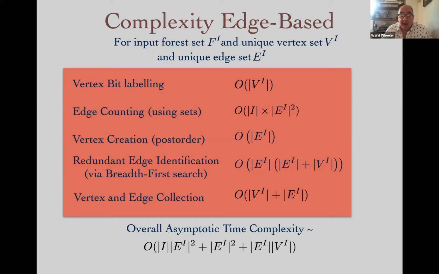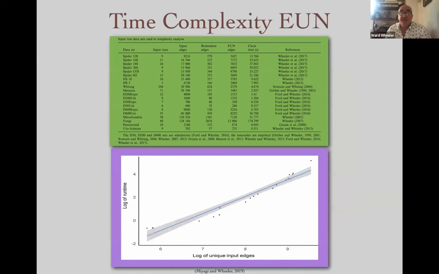So overall, we have something which is roughly quadratic in the edge set, but there's a factor of the input graph size, and then a factor of the product of the edge set and the vertex set. So these are different sorts of time complexities. There's no real cubic term here, which is nice. But overall, you have elements that are similar and elements that are different in these two different forms of reconciliation.